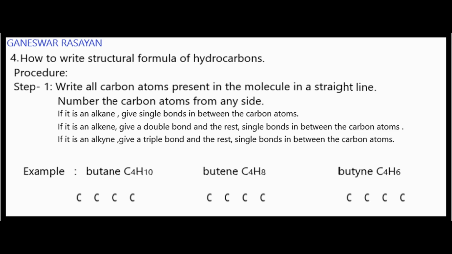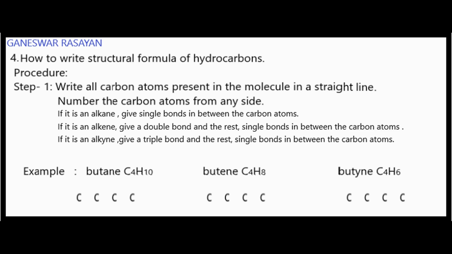Procedure. Step 1. Write all carbon atoms present in the molecule in a straight line at first. Number the carbon atoms from any side. If it is an alkane, give single bonds in between the carbon atoms. If it is an alkene, give a double bond and the rest single bonds in between the carbon atoms. If it is an alkyne, give a triple bond and the rest single bonds in between the carbon atoms.